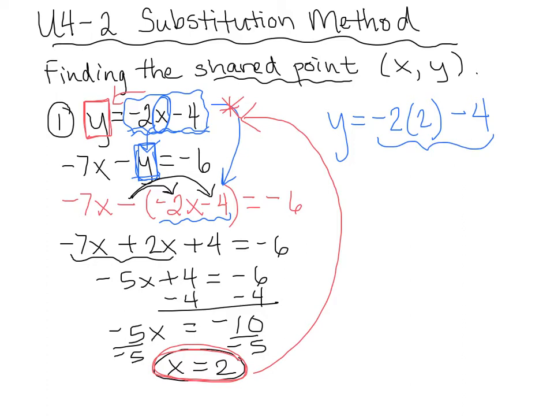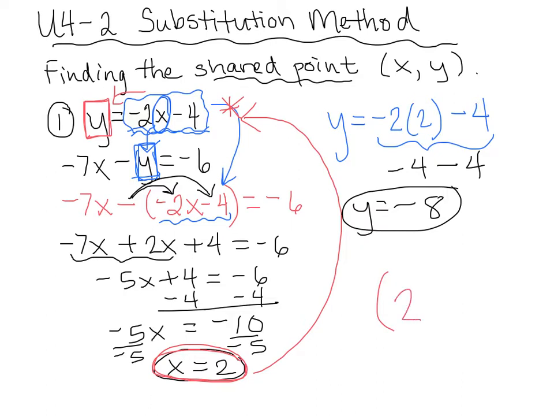Negative 2 times 2 is negative 4, minus 4 is negative 8. So y equals negative 8. As an ordered pair, x is 2, y is negative 8. And this is my solution. If we had graphed these two equations, this is the ordered pair where the two lines would have intersected. Let's look at this process again with another example.